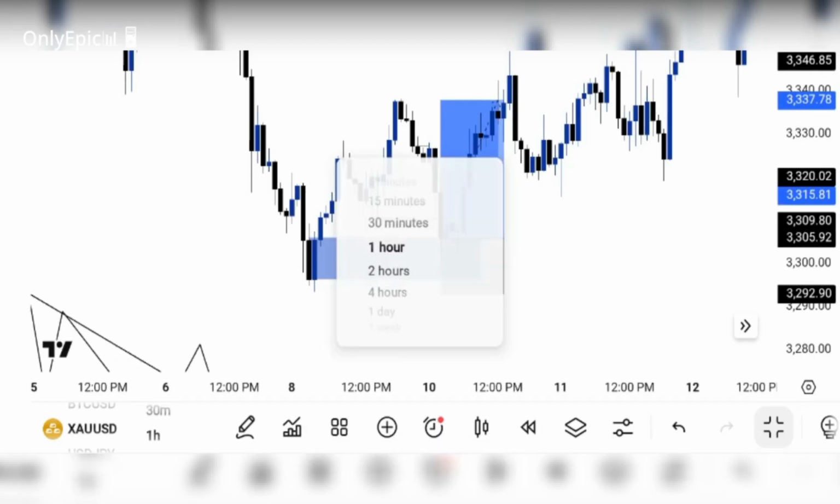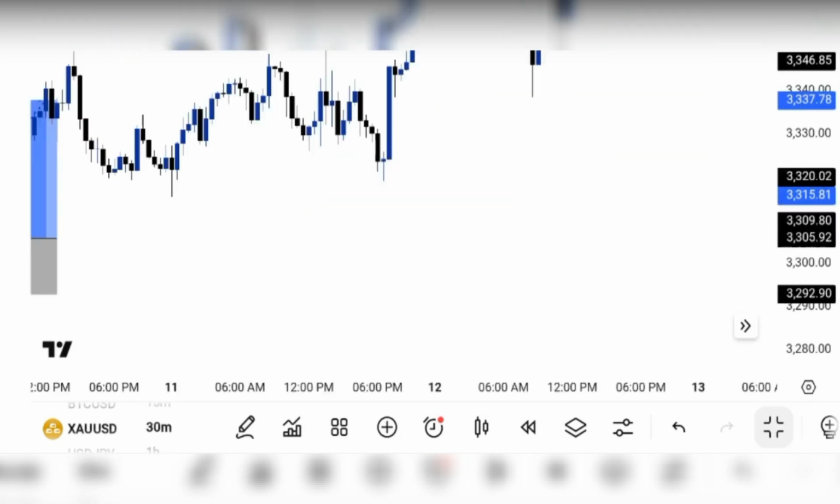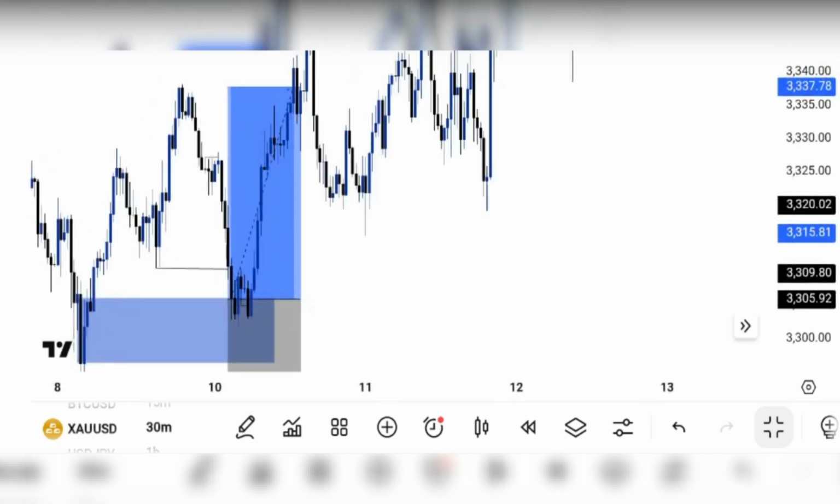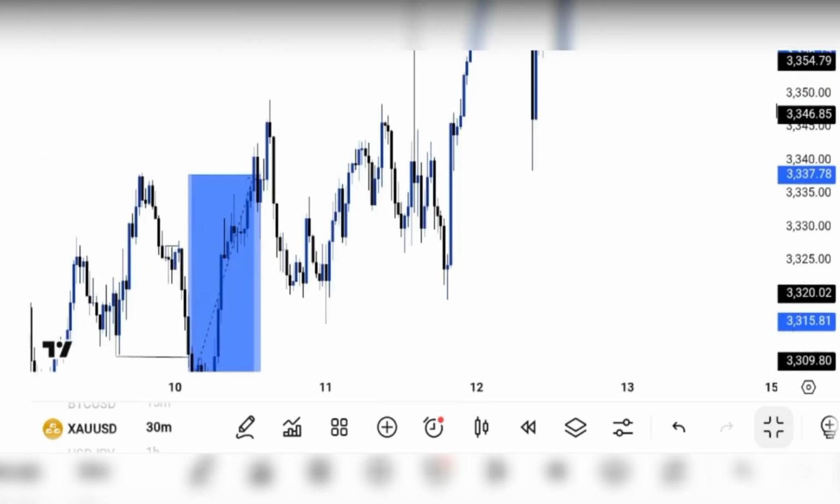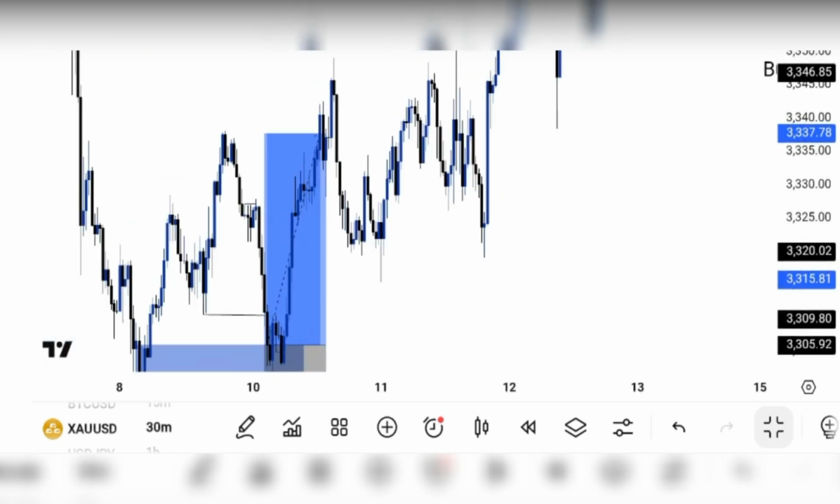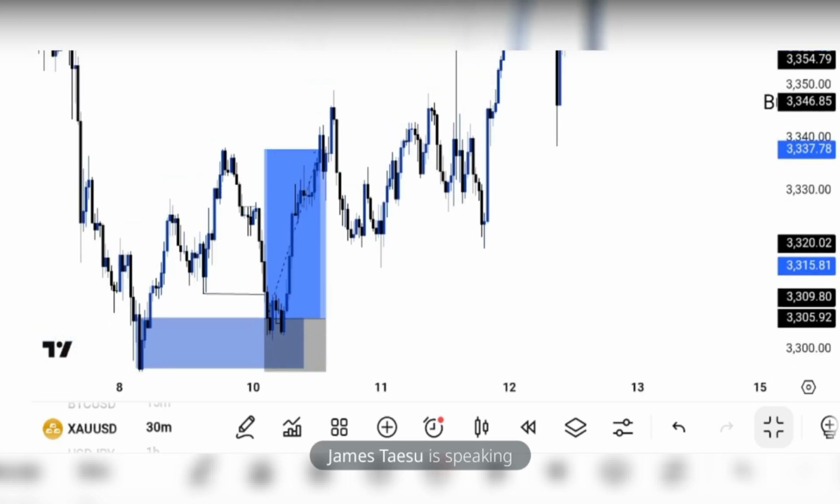Now here's another entry. Let me go on the 30 minutes time frame. Like I said, you can make use of fair value gap if you want, but make sure there's liquidity on that fair value gap.